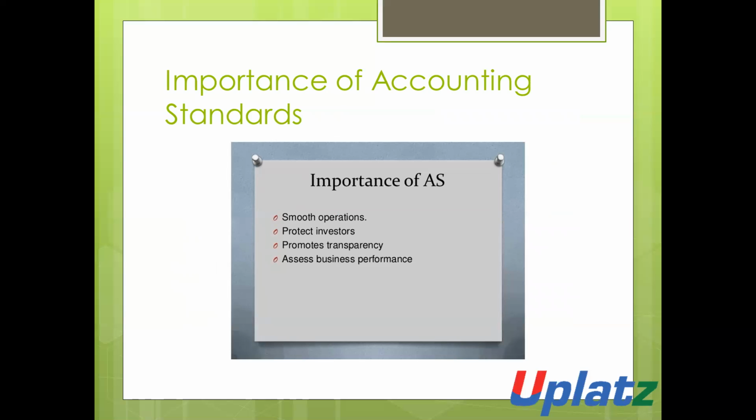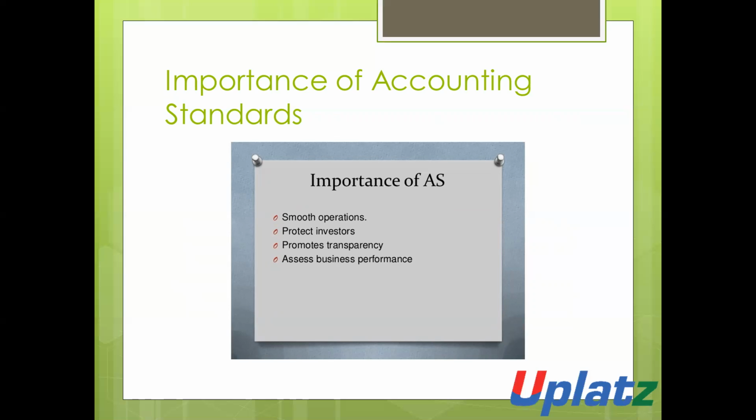What is the importance of accounting standards? Why are accounting standards applicable? Number one, for smooth operations. Number two, protect the investors. Number three, promote transparency. Number four, assess business performance.